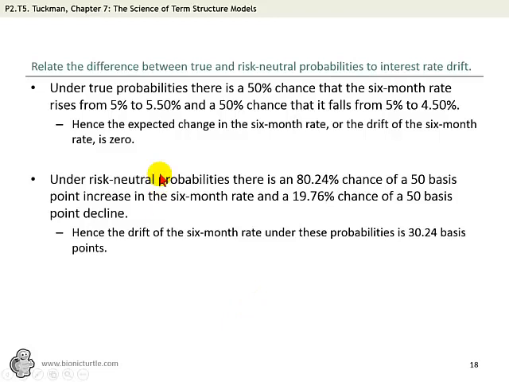And so we could say that that informs the interest rate drift, because under 50-50 real-world or true probabilities, the expected drift is 0. But when we adjust to the risk-neutral probabilities where we have an 80% chance of an increase, then you can see the average of that is above 0, is non-zero. So under the risk-neutral probability, really implicitly, there's an assumption that the drift of the 6-month rate is positive, or in that case, about 30 basis points.